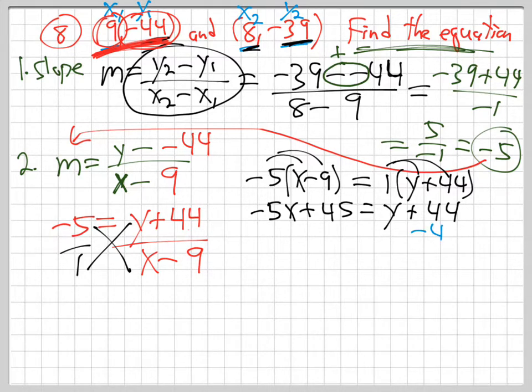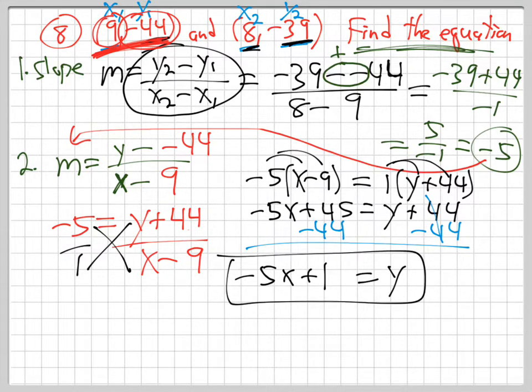So we subtract 44. Y equals minus 5x plus 1.